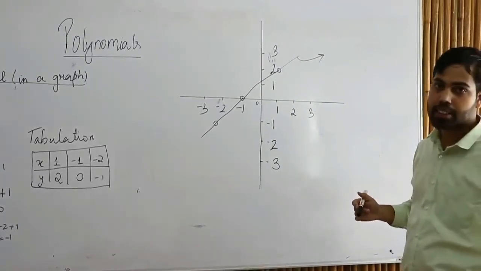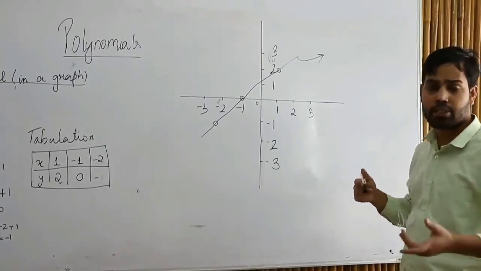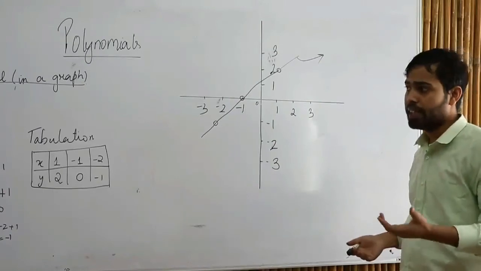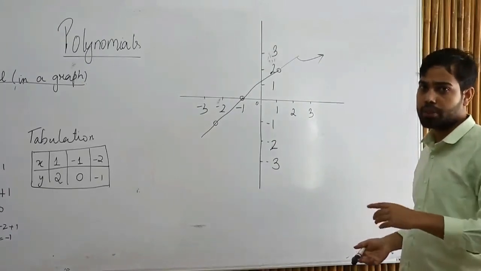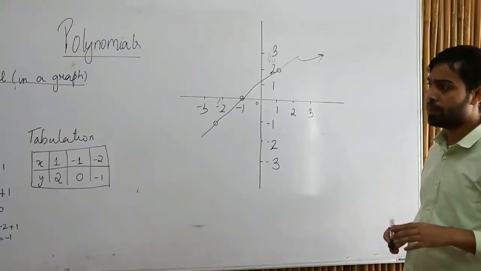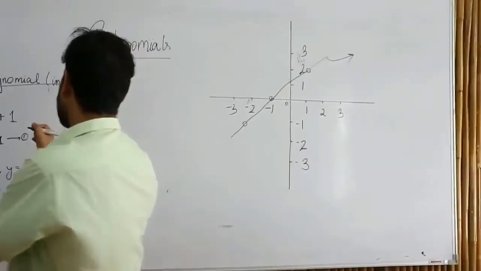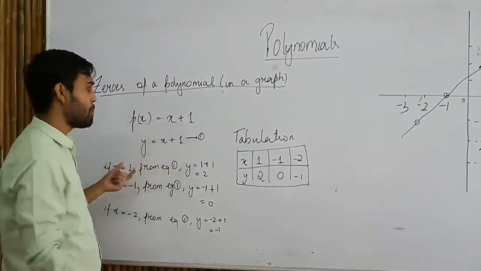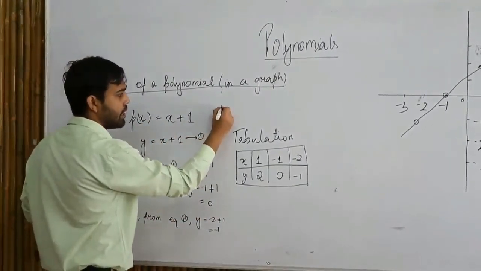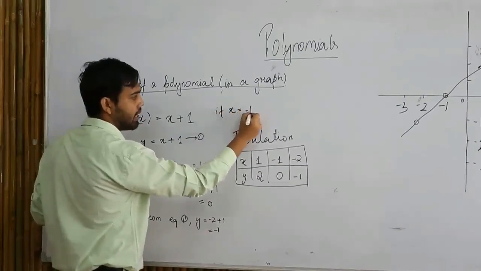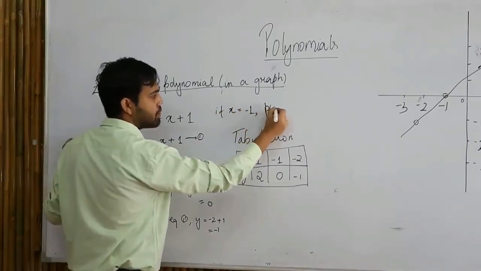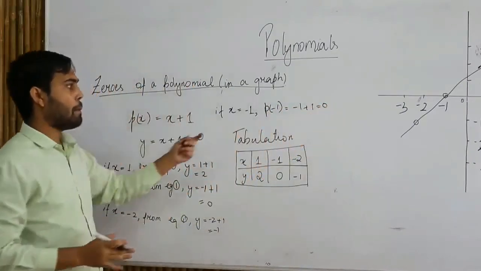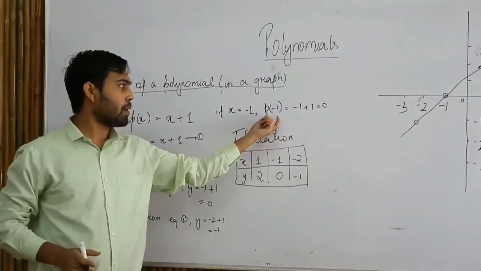We have already learned what the zeros of a polynomial are. What are the zeros of a polynomial? These are values of x which will make my polynomial equal to 0. So in this case, which is such a value? If I put x is equal to minus 1, I am getting p of minus 1 equal to minus 1 plus 1, which is equal to 0. So the zero of this polynomial is minus 1.